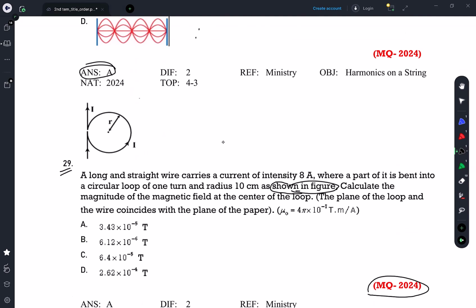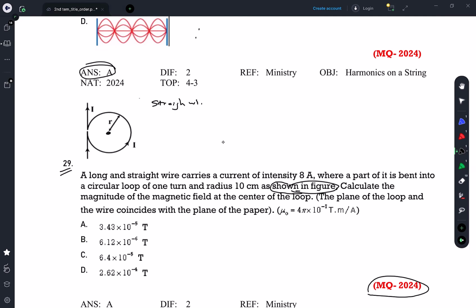Calculate the magnitude of the magnetic field at the center of the loop. When it says calculate the magnitude of the magnetic field at the center of the loop, it's the net, resulting magnetic field. The plane of the loop and the wire coincide with the plane of the paper. So in here, both the straight wire and the loop will produce a magnetic field. So first, calculate the straight wire's magnetic field.